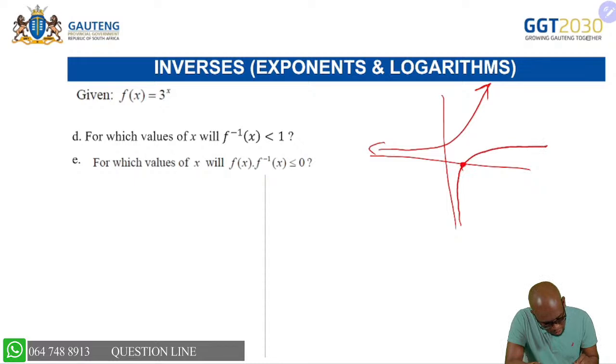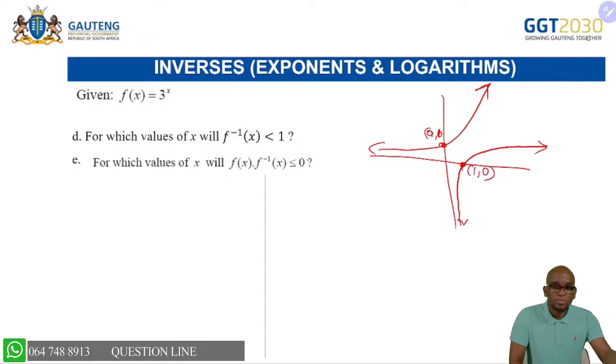If we go back to the graphs quickly here, they want where the inverse is less than 1. This is (1, 0). This is (0, 1). This is (1, 0). Now they want us to work it out where the inverse is less than 1.